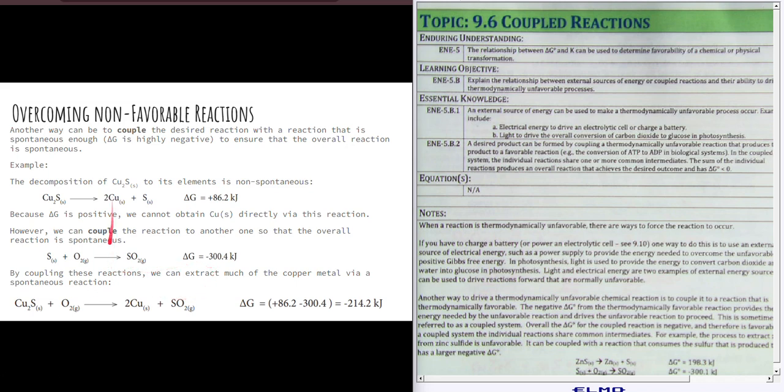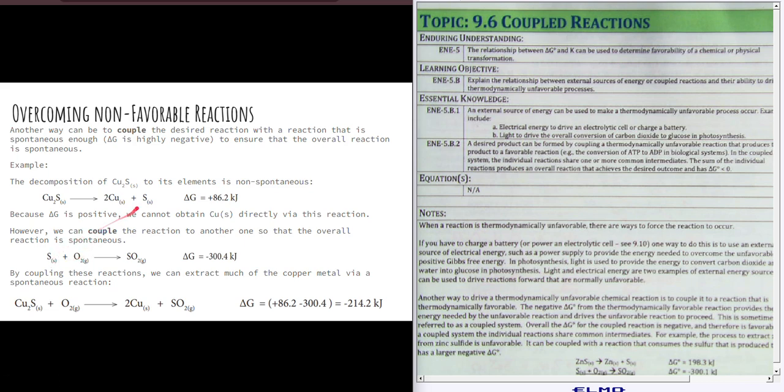Because if I have these two reactions that each have their own delta G values, if I mix them together, if I add the two equations together, then I just add their delta G values together. So positive 86.2 and a negative 300.4 sum up to give me a negative 214.2 kilojoules per mole. And so that makes this a spontaneous reaction. This by itself, not spontaneous. This is.